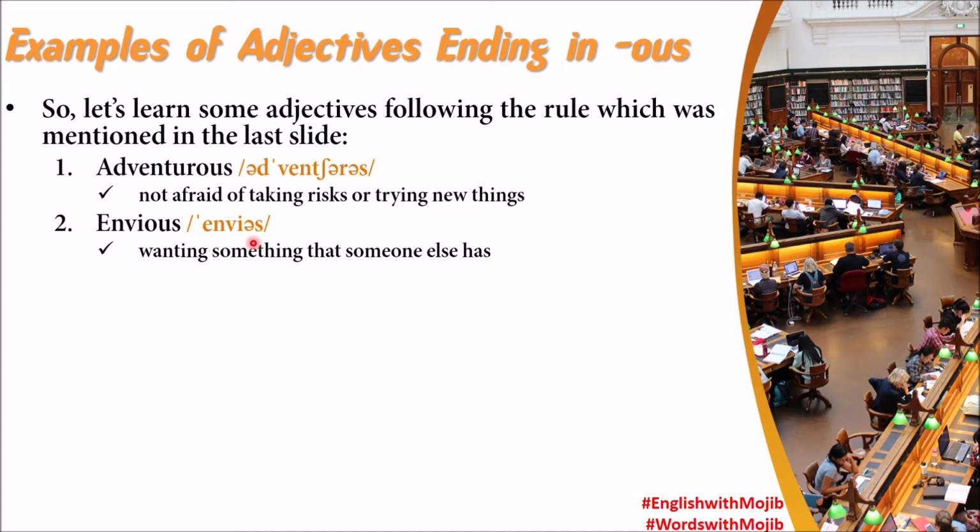Envious. Wanting someone that someone else has. The definition is somehow like the definition I told you about the word jealous. But jealous is a negative adjective. Envious is a positive adjective. Being envious is good. Being jealous is bad. An envious person is a good person. A jealous one is a bad person. Envious, which is made of the noun envy, E-N-V-Y.